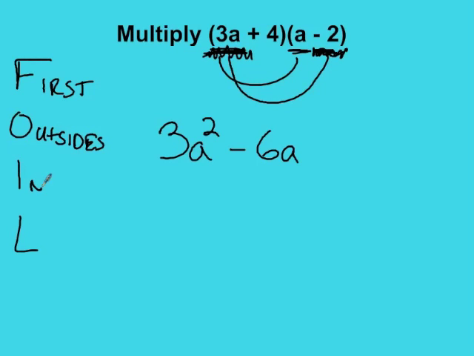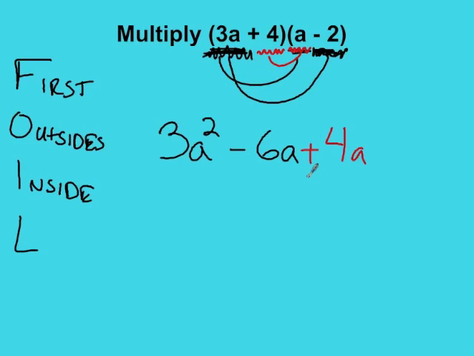Next, we're going to work with the inside terms. So now I'm going to change colors. My inside terms are the 4 and the a. I'm going to multiply those together. 4 times a is 4a. That's all there is to it. It's positive, so I'm going to use an addition sign.